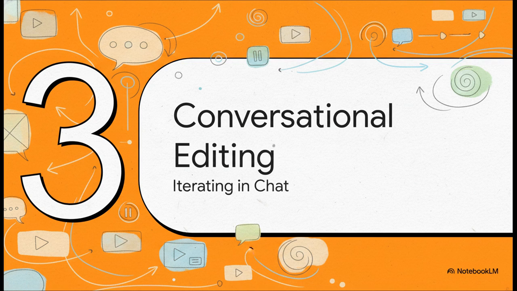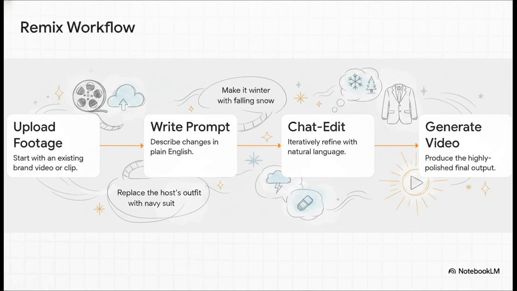Section 3. Conversational video editing. Shifting from theory to practice, how do you actually interact with this? The workflow is incredibly intuitive, especially the remix feature. Here's how it plays out. Step 1. You upload your existing footage, say a brand video from last year. Step 2. You write a plain English prompt. Something simple like, make it winter with falling snow, or replace the host's outfit with a navy suit.